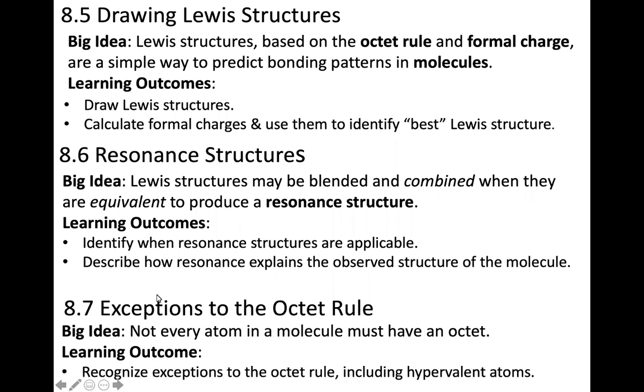In the last part, when we're looking at exceptions to the octet rule, we're going to find that the octet rule isn't applicable for every atom. Last time I mentioned a few atoms where we're going to see that it works almost all the time. And then at 8.7, we're going to begin to look at some examples where that's not appropriate.